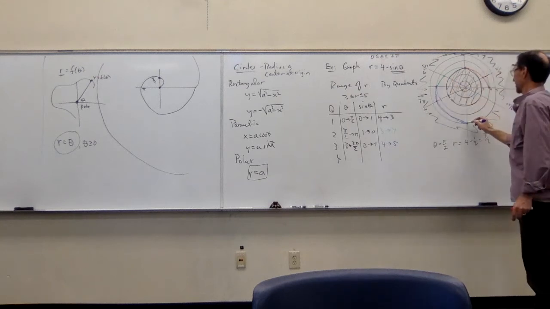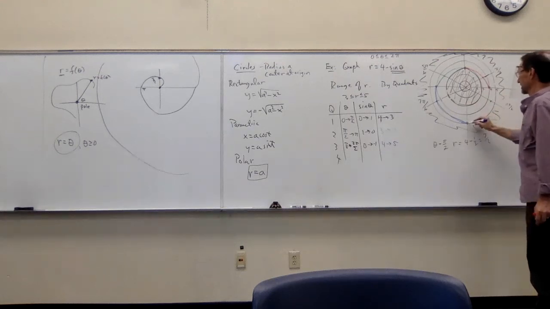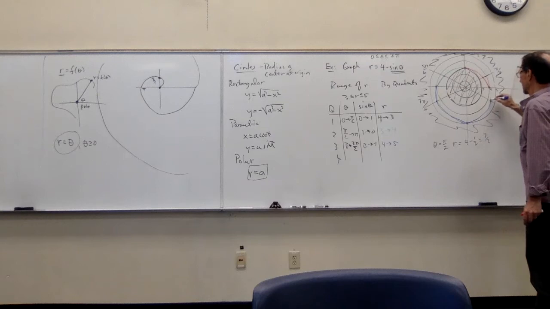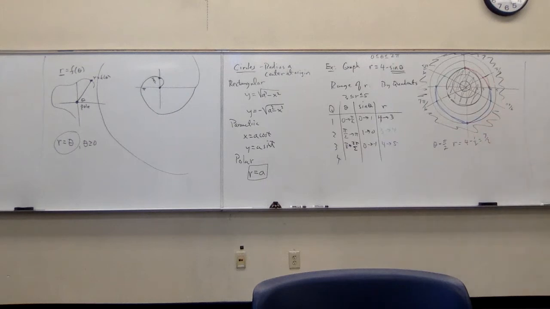And then I think it's fairly obvious that it's just going to retrace that. It's like a not quite circle, oblong circle. It only goes 3 units up, 5 units down. Questions?